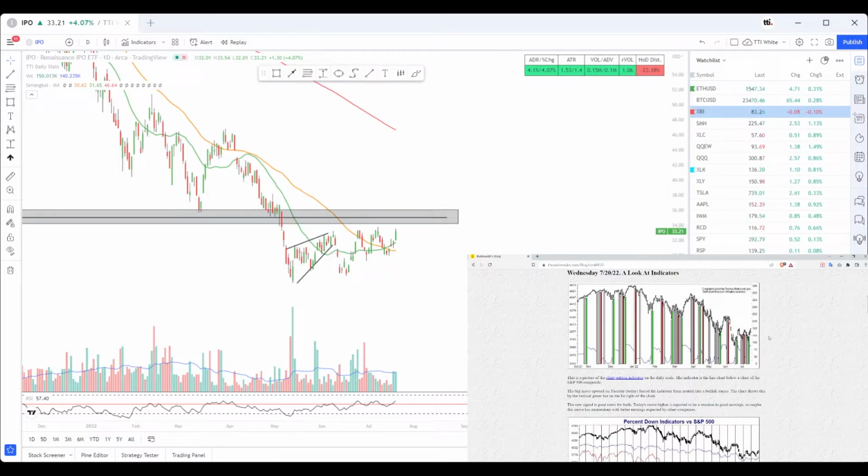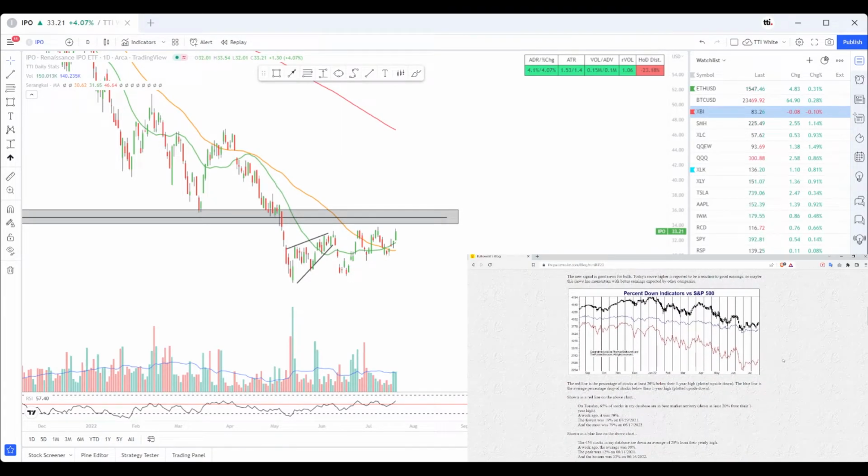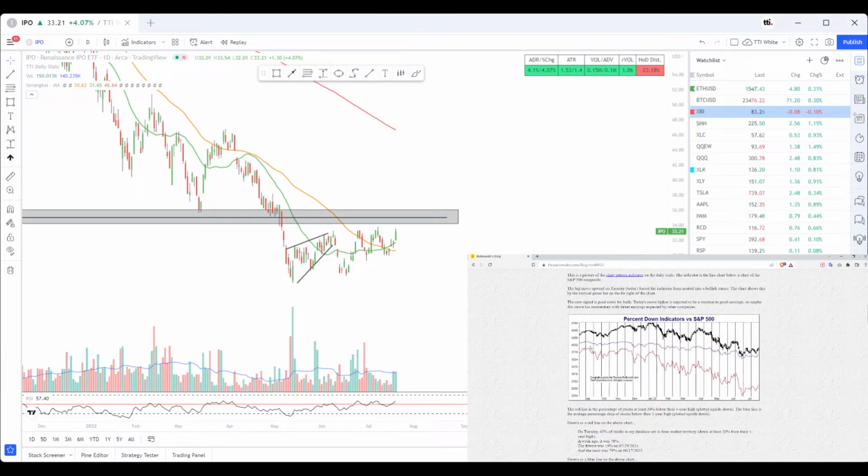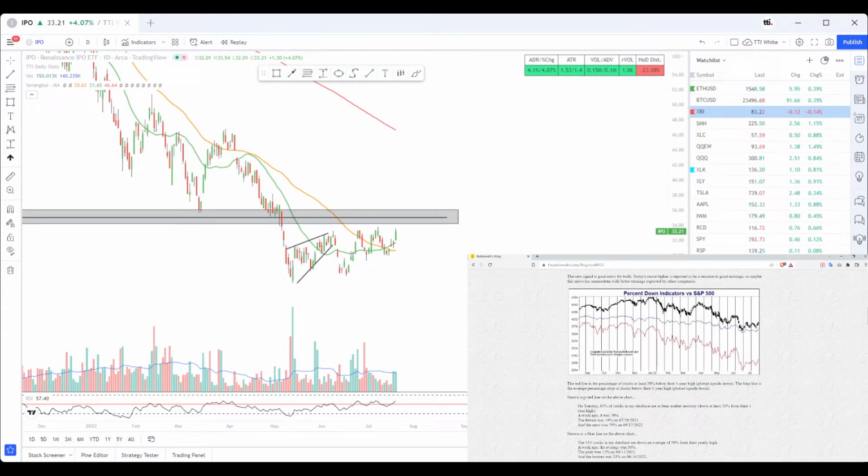So he wrote up this blog. He writes it once a week in regards to breadth. And he wrote a very interesting piece today, and I want to point it out really quick. He has percent down indicators versus the S&P 500. You can see the chart really quick. I'll let you look at it. You have the blue line, the red line, and the actual performance of the S&P 500 shown as a red line on the above chart.